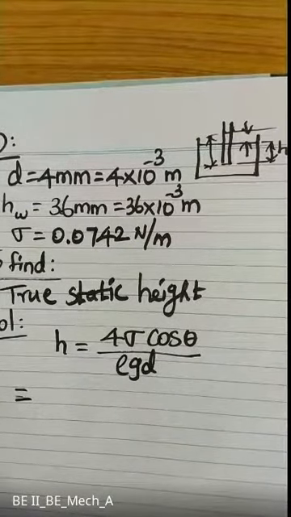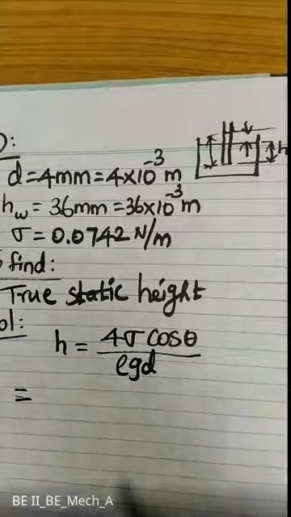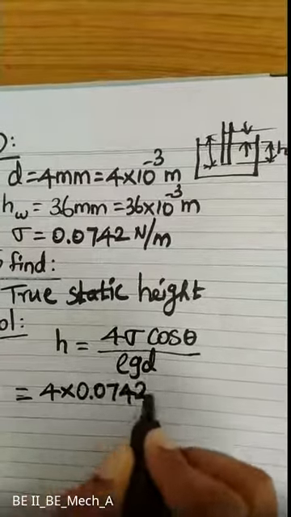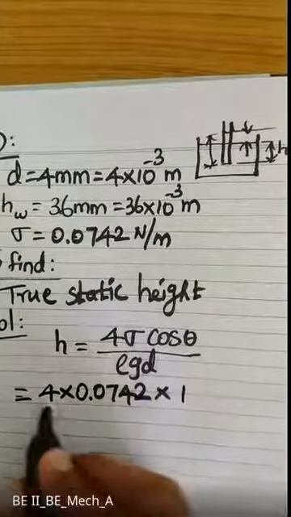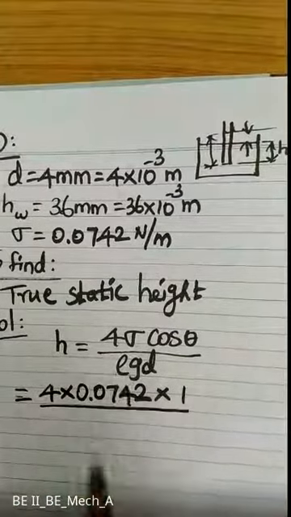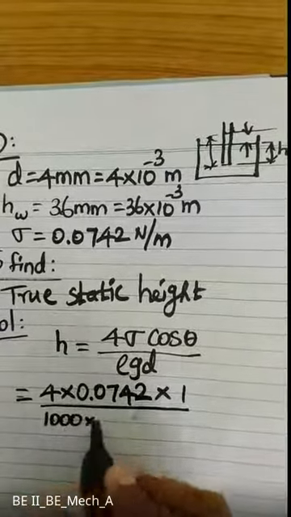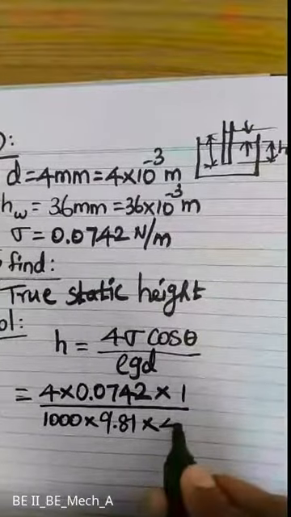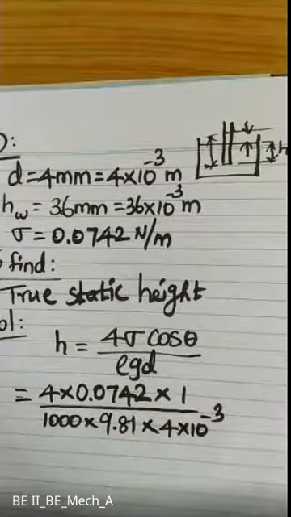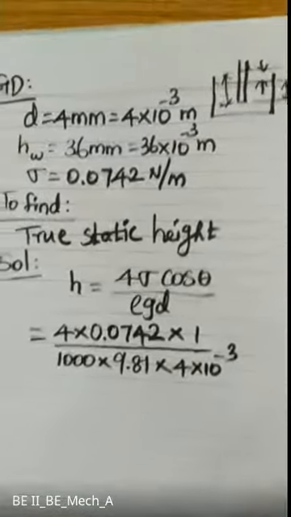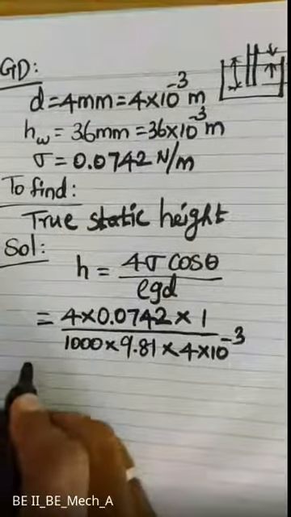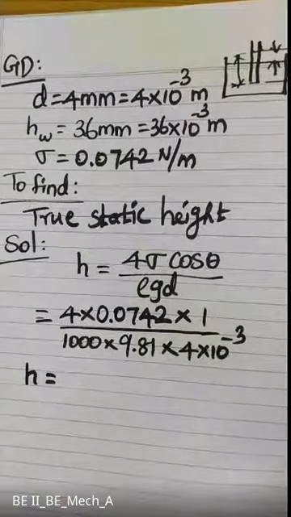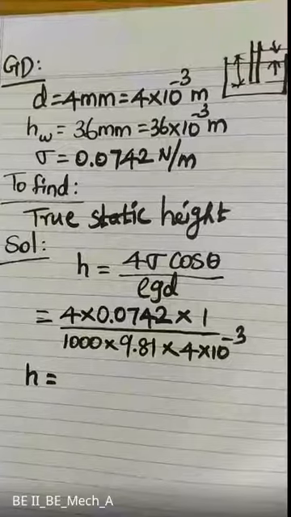Okay. You can consider the value as 1000. So 4 into sigma, that is 0.0742. The value of cos theta is 1. And density is 1000 into g value is 9.81. And the diameter is available. It is 4 into 10 to the power minus 3. Okay. So this is the value. If you use this, you can find the capillarity rise. If it is a positive value, then you can call it capillarity rise. If it is a negative value, you can call it capillarity fall.